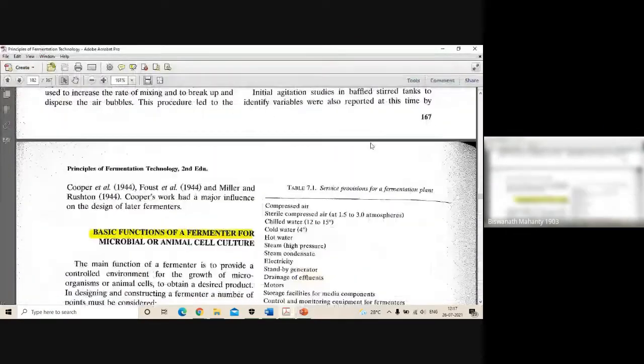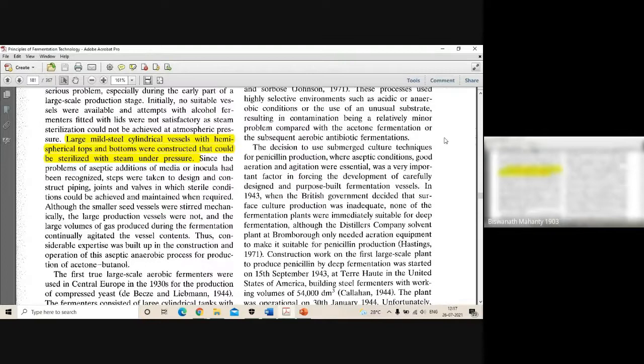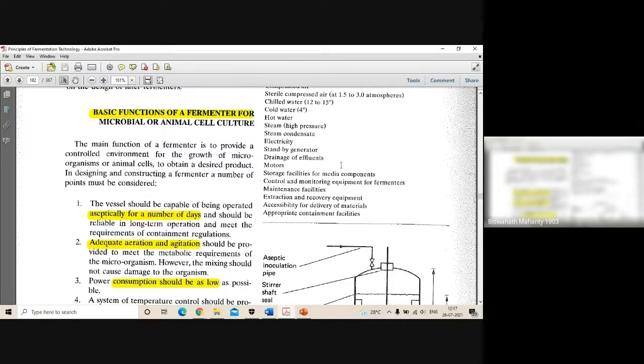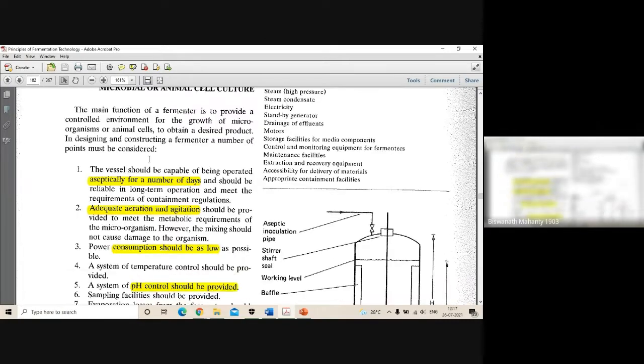So when I am talking about a reactor, we should also understand what material we can have. What should be the basic functions of a fermenter for microbial culture? What is the basic expectation? I already talked about that, so I will not speak much. We need aseptic conditions for a large number of days. Very important. Many times our fermentation can go for 7 days and 10 days also. Nothing surprising on that. In some cases nearly a month. So for 1 month you have to grow the culture and it should not get contaminated. That is very, very important. I need to have adequate aeration and agitation. These two are very basic.